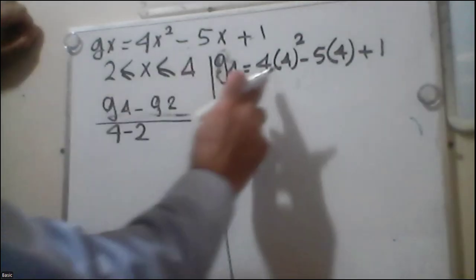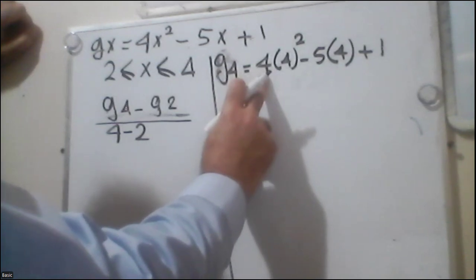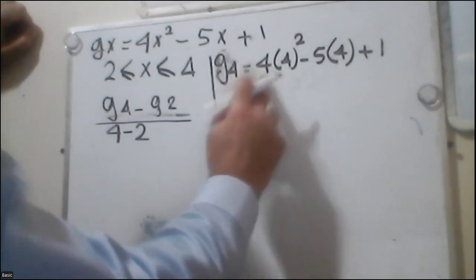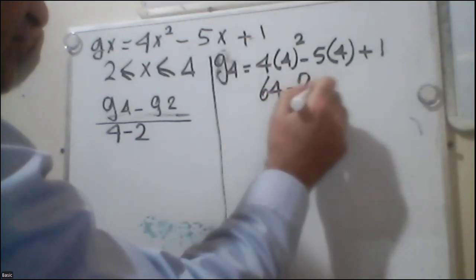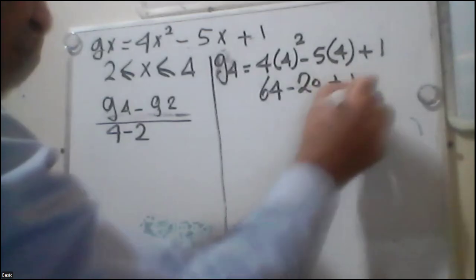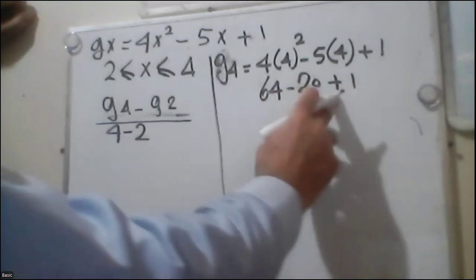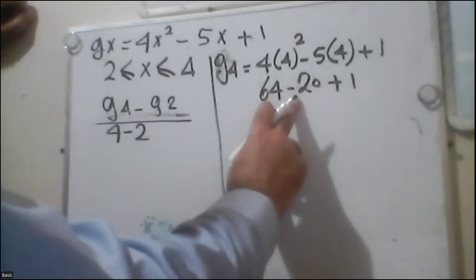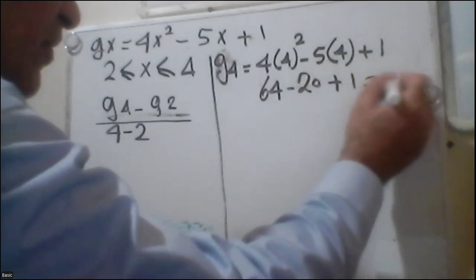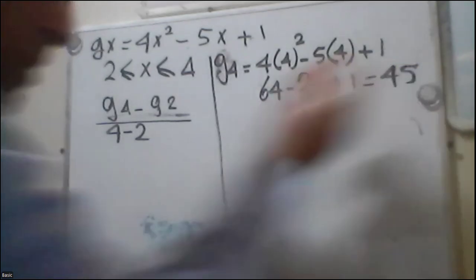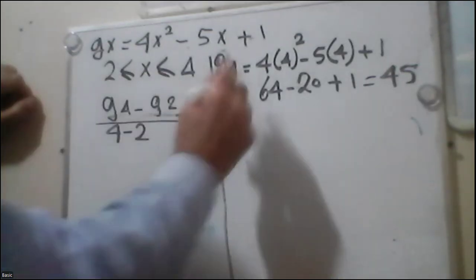So this will equal 4 times 4 is 16, and 16 times 4 will equal 64, minus 20, plus 1. 64 minus 20 gives me 44, plus 1 gives me 45. Okay. What about g(2)? This was g(4), right?